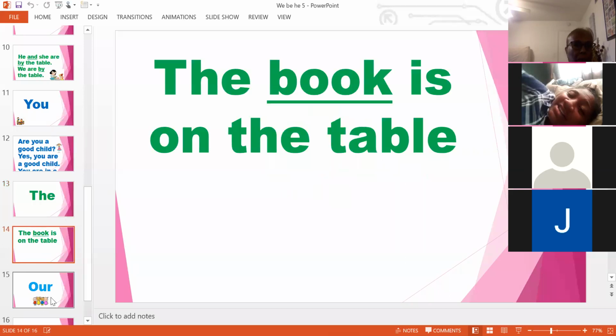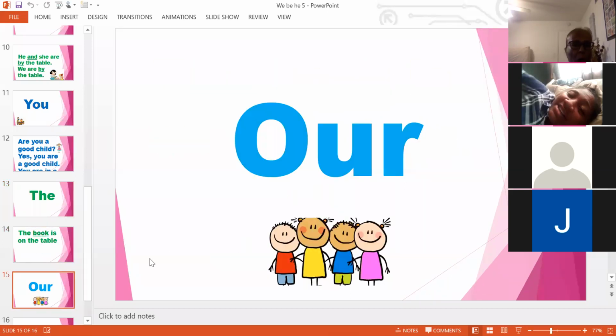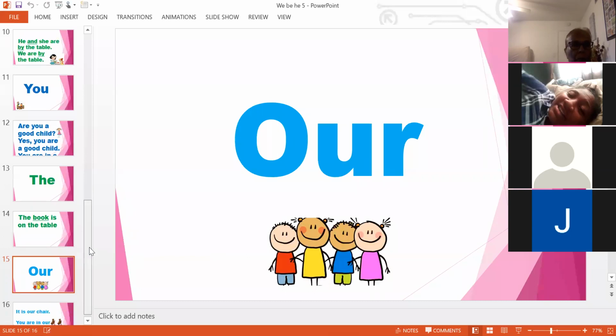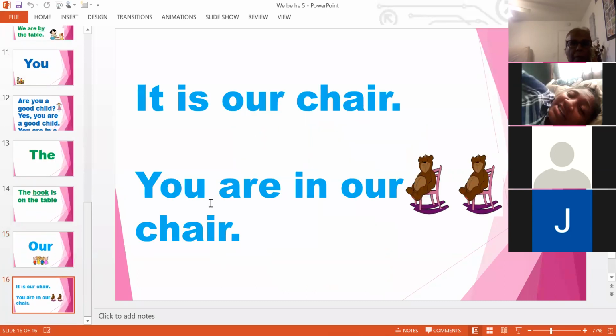The book is on the table, and then we have the last one, our. I have here, it is our chair. You are in our chair. You could also add, we are in our chair. We are in our school. So you could make up sentences using these words again. Any questions here? Anybody wants to comment?